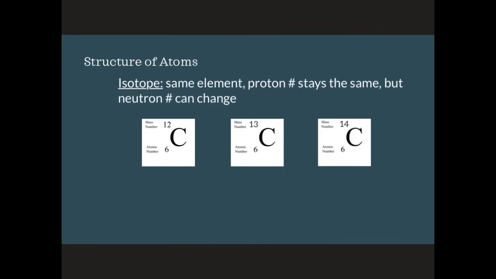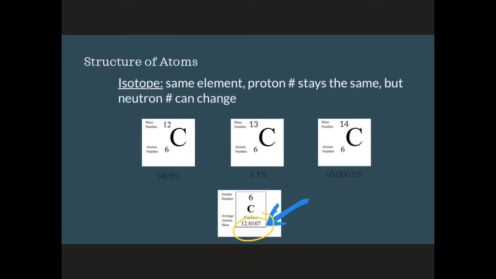So they all have the same number of protons, but the number of neutrons will change. When you look at the mass number, this weird number is an average of the isotopes. So how often do we find these isotopes in nature? Depending on that percentage and how much each one's mass is, that mass number is going to be an average of all of these different masses together. So atoms can have isotopes. Remember, the protons are going to stay the same, but the number of neutrons can vary within those isotopes.